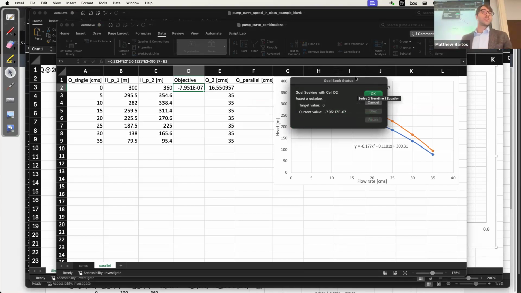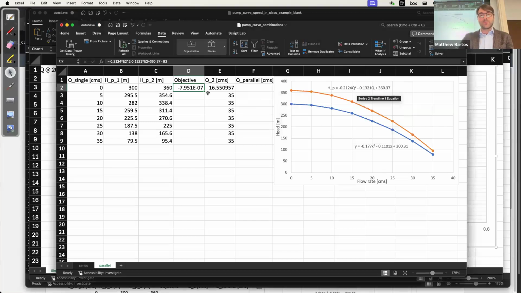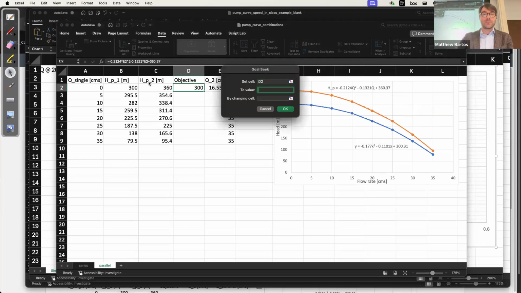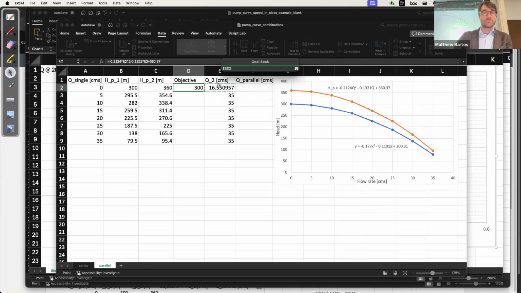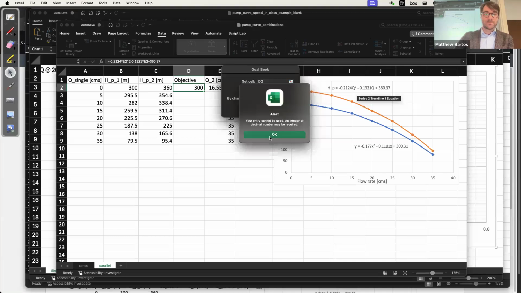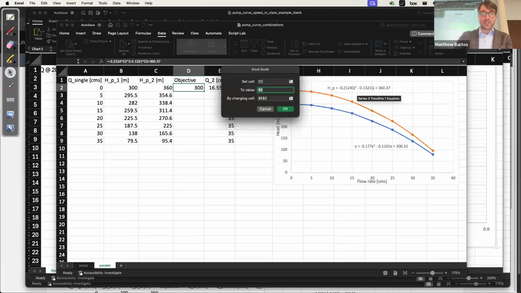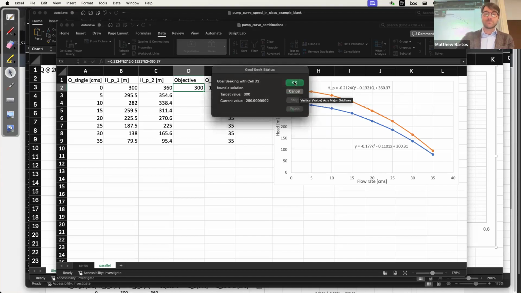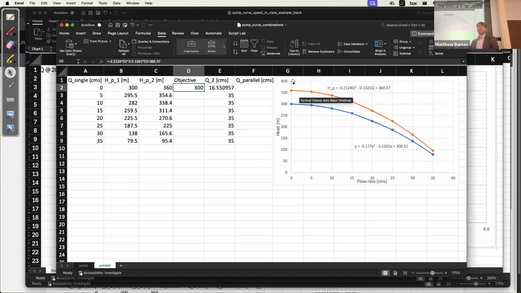Now note that if this is confusing, we could also set it up such that this cell here is just the value of the polynomial. And we want to set this value to which cell? B2. Won't let me click for some reason. So let's say B2 by changing cell E2. Oh, it doesn't let me do that. Anyway, I'll put 300 here. So we can do it either way.